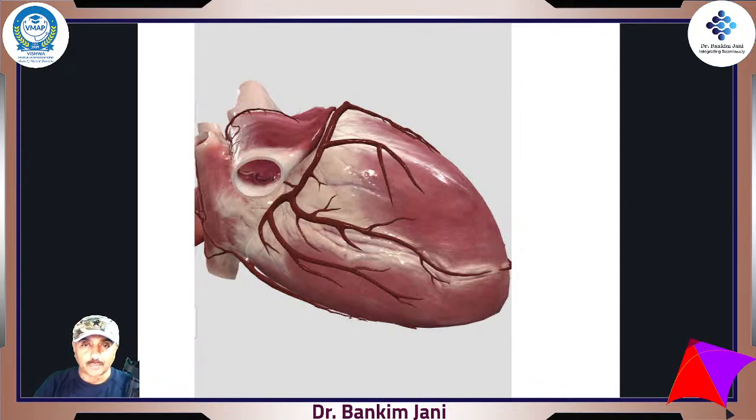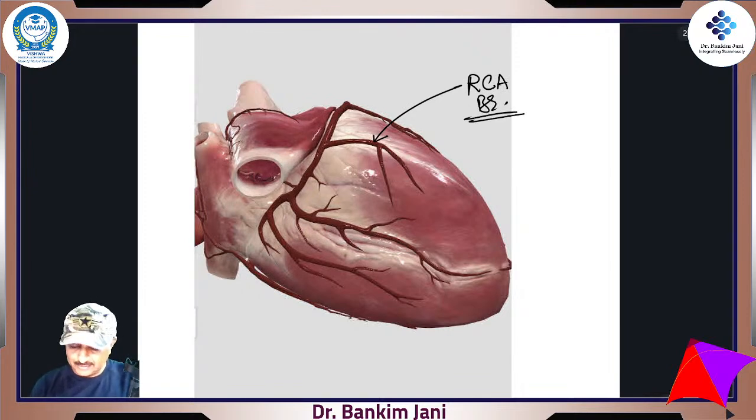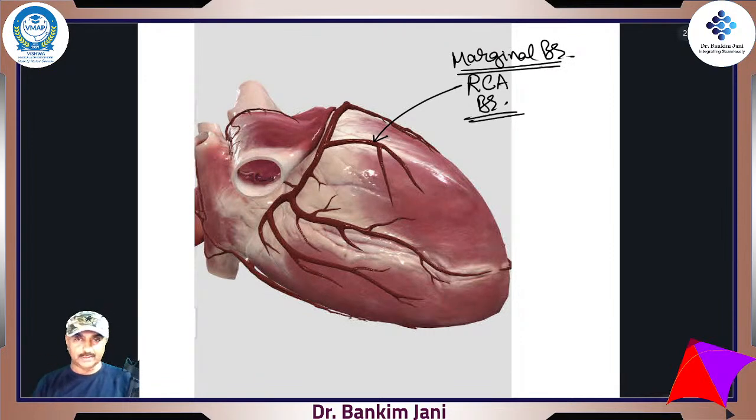Seen with a bit more clarity, right? So in this case, over here, the top one, this part, this is the right coronary artery branch, right? So these are marginal branches, right?